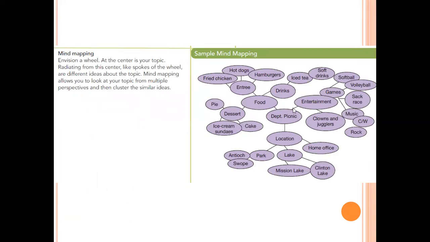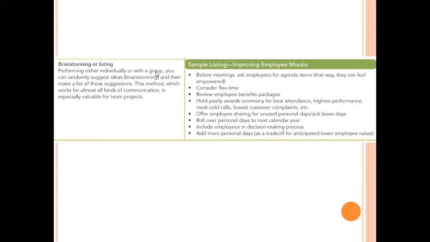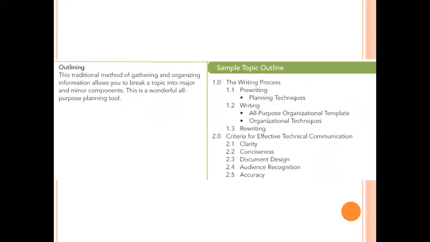It starts from here, from the middle. Okay, this is the picnic example here. And here is the mind mapping definition. Moving on to the next one. This is called sample listing. It's making a kind of list of the things. And then we have another way, sample topic outline, the outlining process that we discussed. This is another way of gathering the data.